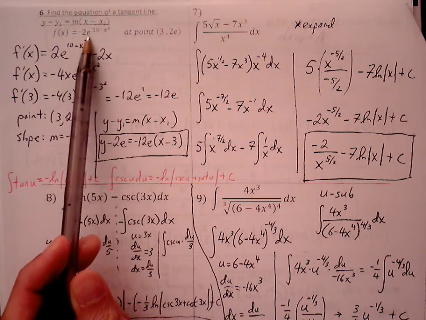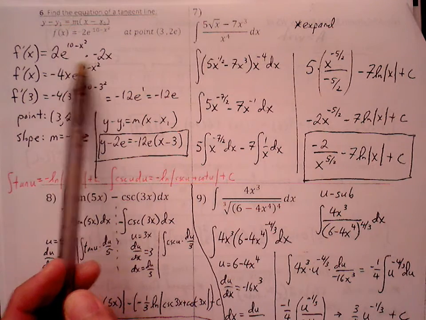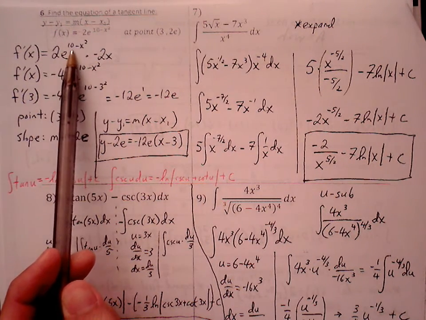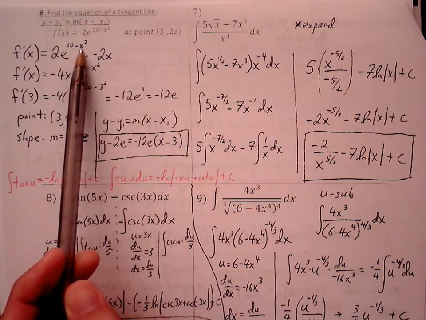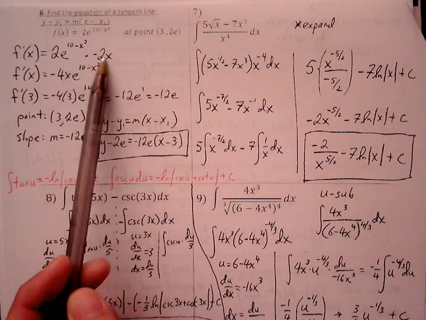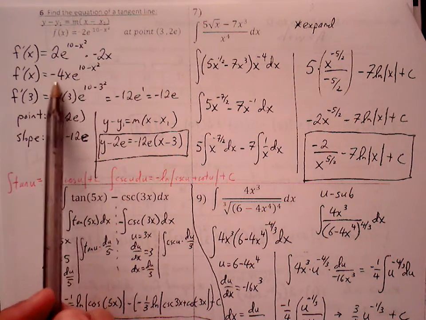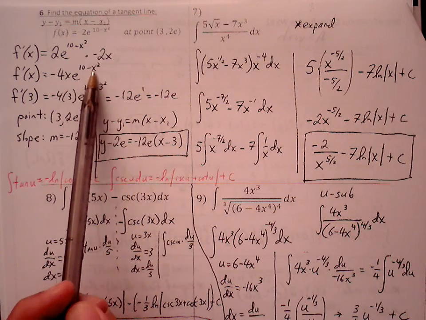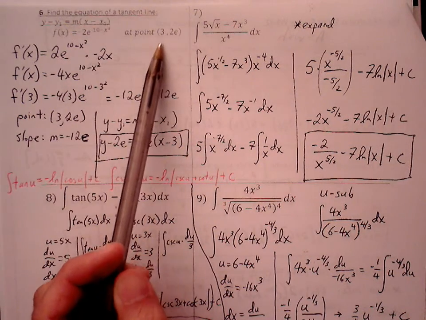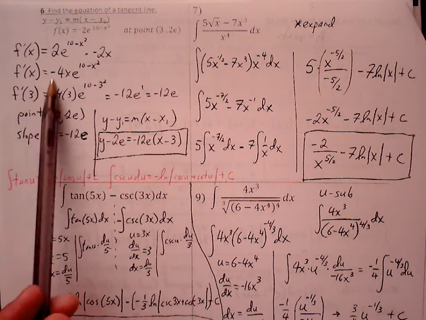The rule for e to the u is e to the u times u prime. The 2 stays, that 2 is just a coefficient. So the derivative for 10 minus x squared: 10 goes to 0, negative x squared becomes negative 2x. So there's my slope formula. I'm going to push that negative 2x, and multiply it with the 2 in front. So negative 4x e to the 10 minus x squared.